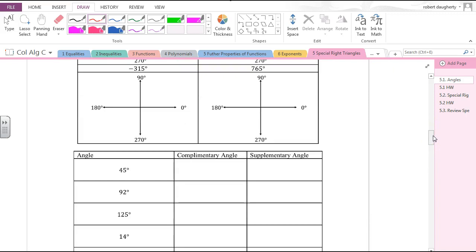Negative 315 degrees. So I start right here. That's my initial side. And then which direction am I going? I'm going to be going clockwise. So this is negative 90, that's negative 180, negative 270. And then how much further do I have to go? 45 more after that. So I start here, and this angle ends right there. So that's negative 315 degrees. What quadrant is the terminal side? Quadrant 1.